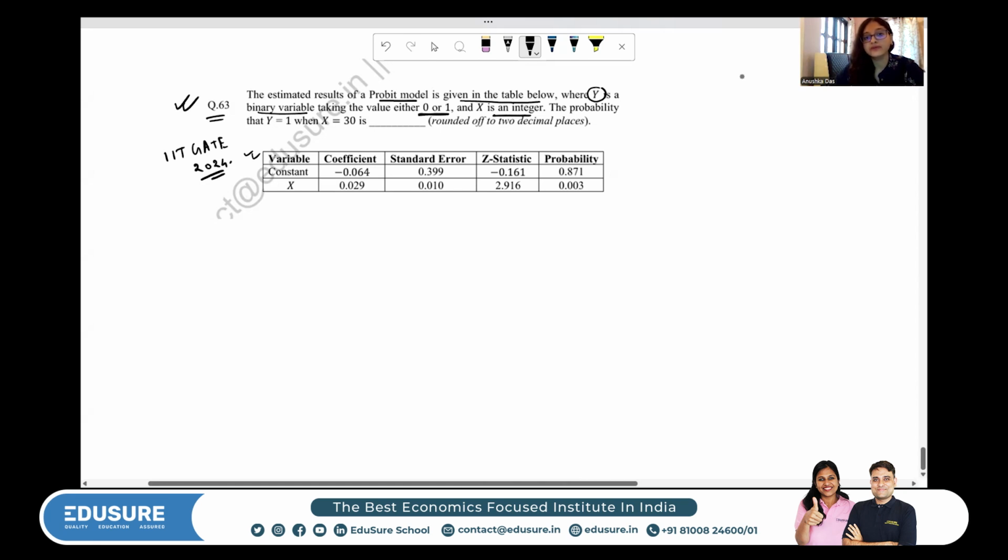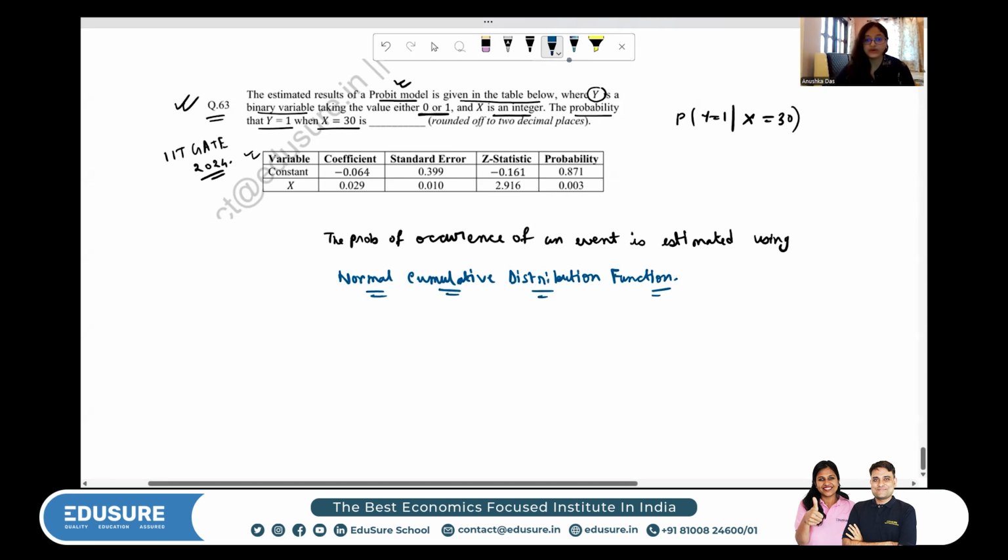So find out the probability that y equals 1 when x equals 30. So you need to find out the probability y equals 1 given x equals 30. Now, if you know what a Probit model is, which is something you need to know to solve this question, then for finding any sort of probability of occurrence of events using a Probit model, you have to use the normal cumulative distribution function, or the CDF, normal CDF.